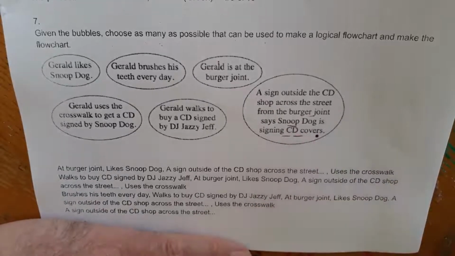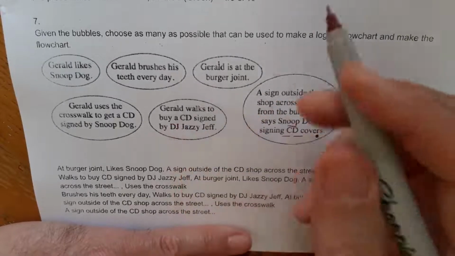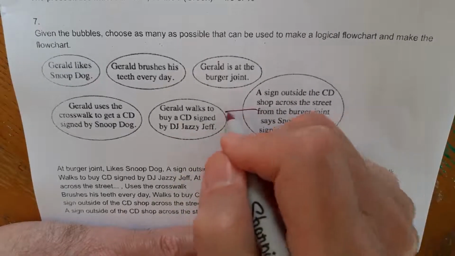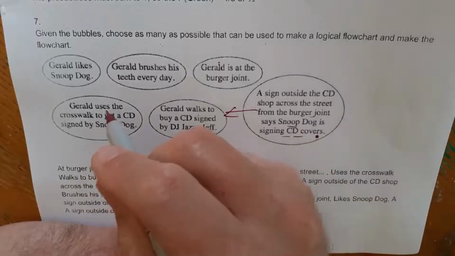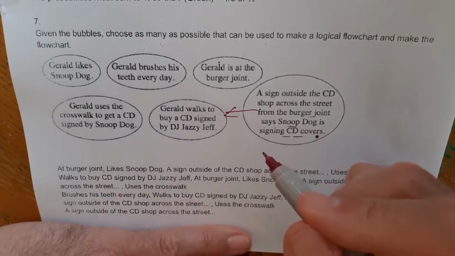covers. So I think a bubble chart is ordering what's happening here, right? The sign outside the CD shop has to be before Gerald walks there, right? So I know that this has got to go this way. Gerald uses a crosswalk to get a CD signed by Snoop.